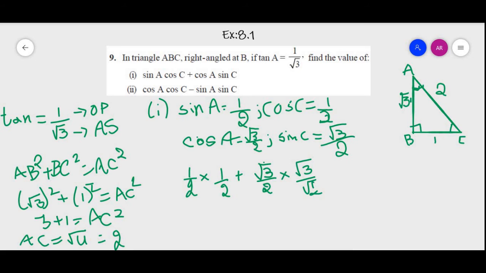Alright, so we can further simplify this. So it's going to become 1 by 4. 2 into 2 is 4, so 1 by 4. And root 3 into root 3 we can write as root 3 whole square. It's going to become 3, and 2 into 2 is 4. So the denominator is same, so it's going to become 4 by 4, or you can simply write it as 1. So first bit we have got the answer as 1.